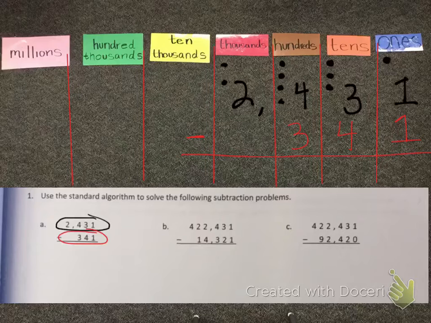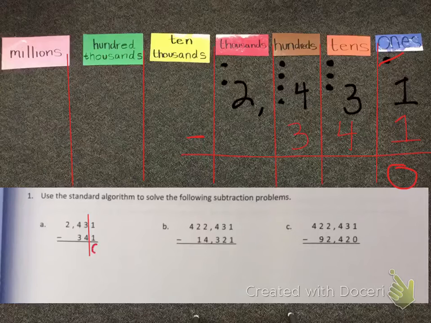Cool. So, what we're going to do here is I'm going to show you in the place value chart, and I'm going to show you in standard algorithm. Okay. We are first going to work in the ones place. 1 subtract 1, we can do it, and that'll give us 0.